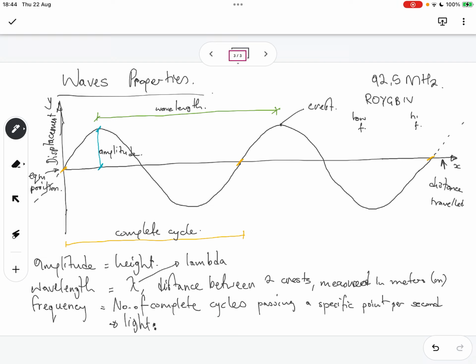All right. So with light, the frequency determines its color. So frequency determines color. Okay, and the frequency of a wave determines the energy of the wave.